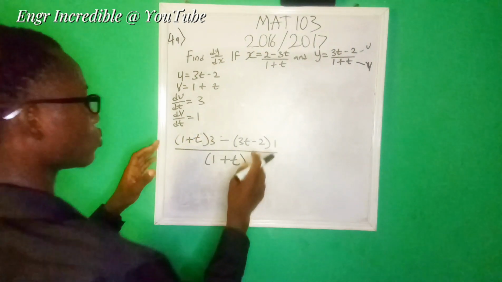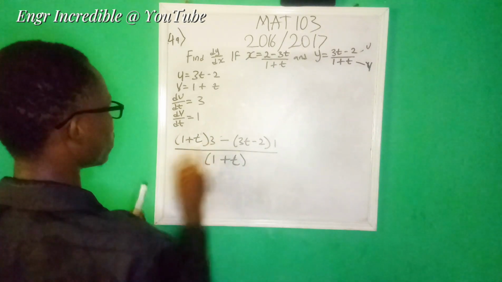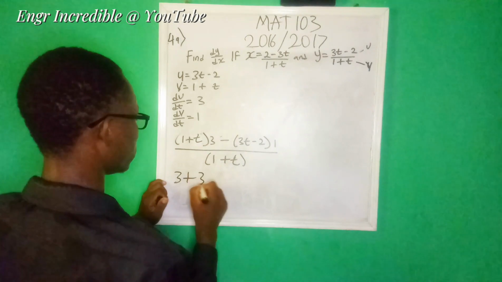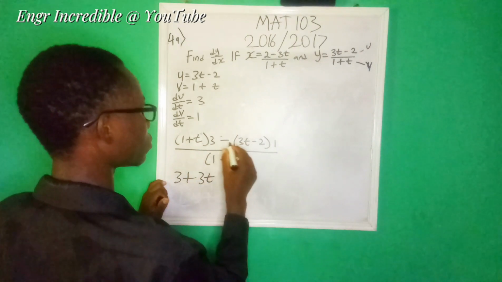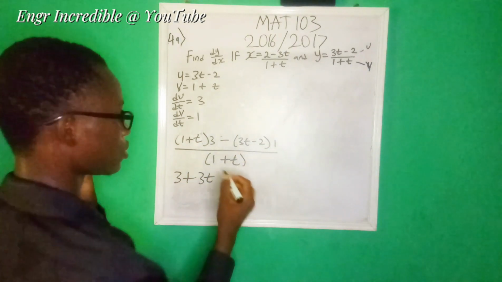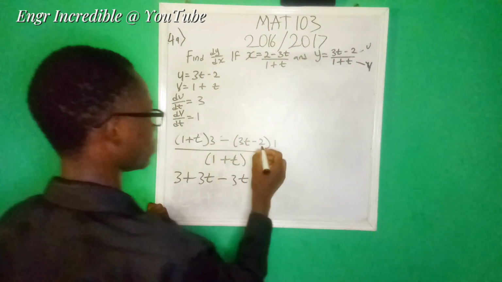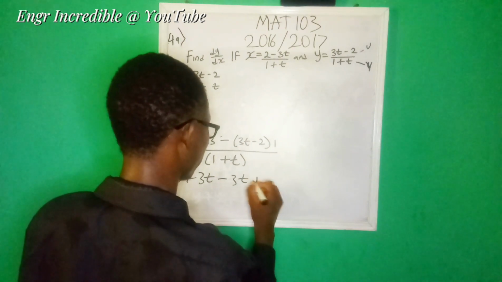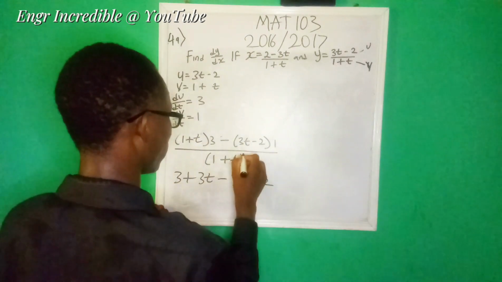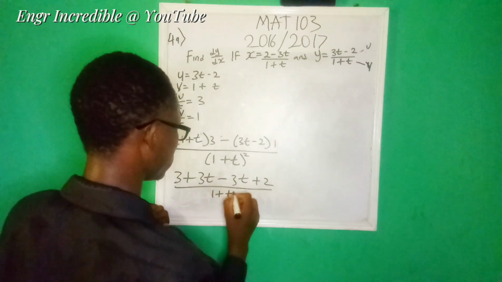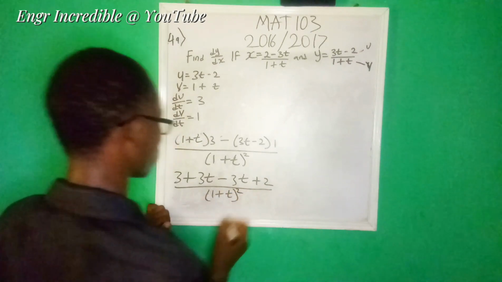So after, when we want to expand this, we can have something like 3 times 1. Here we have 3 plus 3 times t, 3t minus 1. Here multiply everything will give us the same thing. We have here minus 3t again, then minus times minus 2, we have plus 2, all over 1 plus t all square.